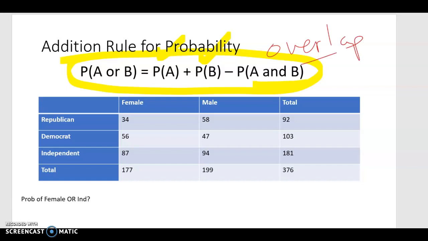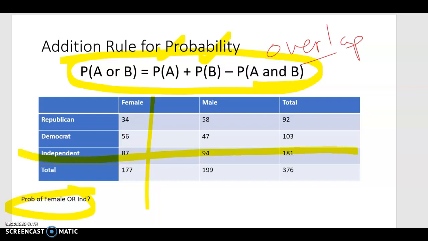So let me show you in this contingency table why this matters. Here's our problem down here: the probability of female or independent if we choose a person at random. Here's our female line. Here's our independent line. Notice that this box is crossed twice. So if I find the probability of female, we'll say female is event A, and independent is event B.